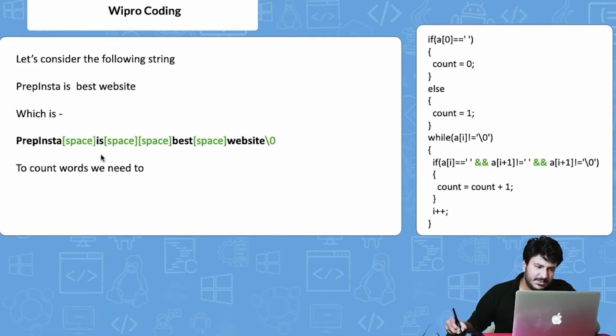So what now happens is, now we are at I, right? Now a of i is equal to blank space? Obviously it is not true because the value is I, right?